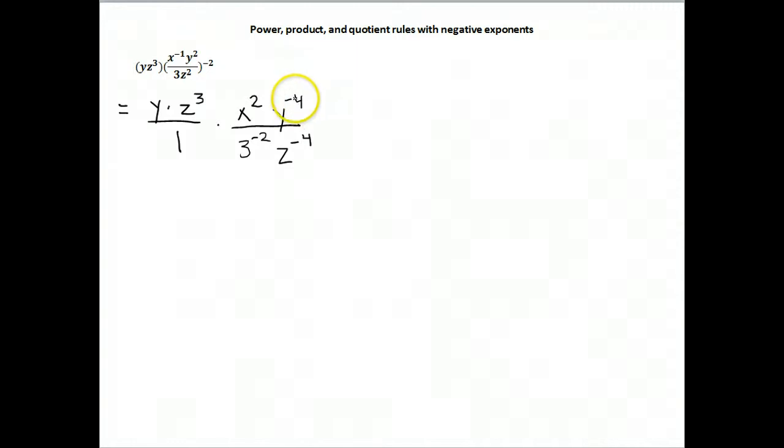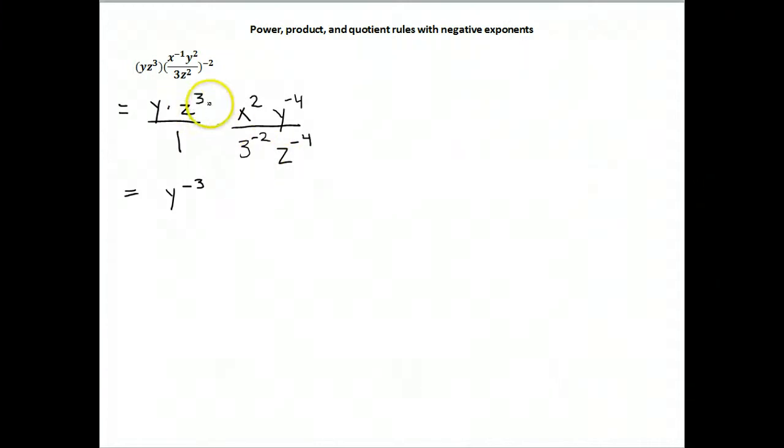From here we're going to group using the product rule and the quotient rule. So if we have multiplication, we're going to end up adding their powers. So we have y times y to the negative 4 here. So 1 plus negative 4 will give us a negative 3. So y to the negative third power.